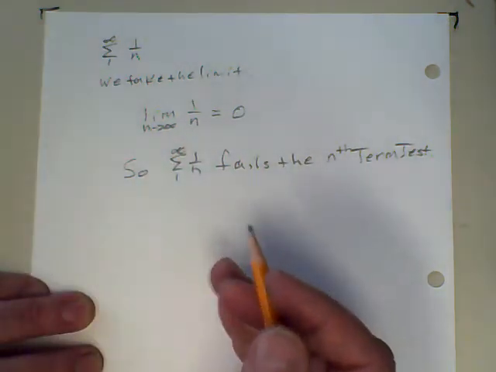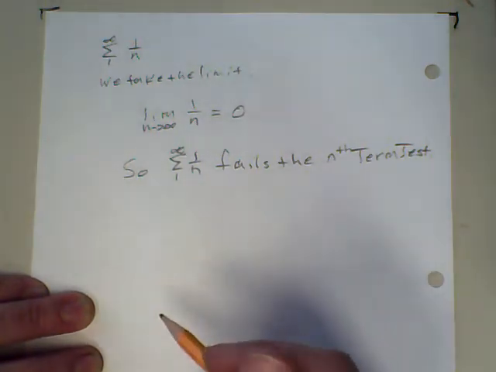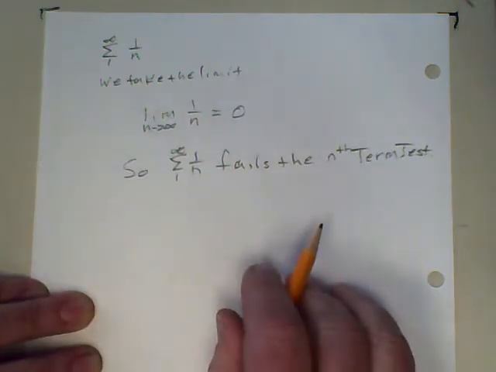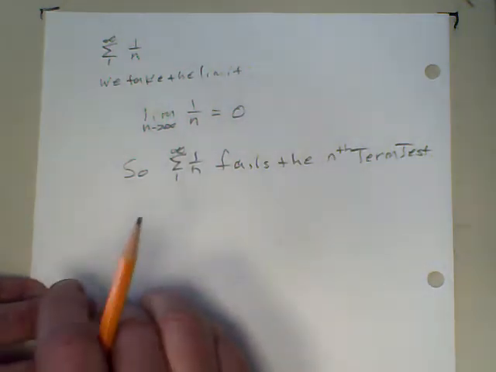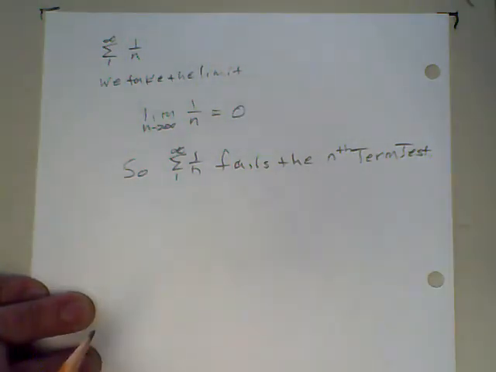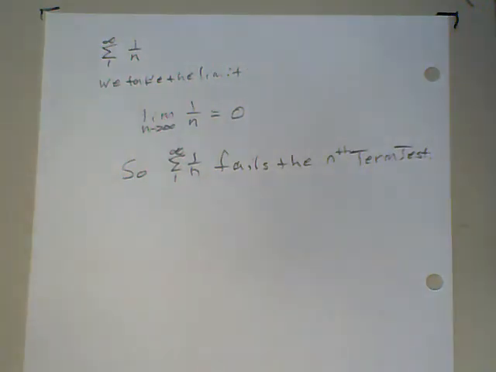And it's really an easy mistake to make to say, oh, it fails the test for divergence, therefore it converges. The test for divergence never tells you anything about convergence. It can only tell you about divergence. So you want to be careful about that. All right, so that's how you use that test for divergence.